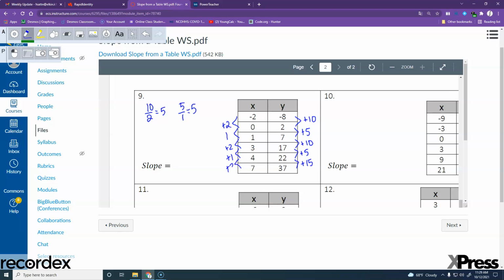Right here is a plus 3, so that would be 15 over 3. What is 15 over 3? 5. So even though it looks like it's going up by different amounts, it's because the x-axis is also going up by different amounts. And when you divide, you're getting the same number each time. If you don't get the same number each time, this is not linear, and we can't talk about the slope, which I don't think is going to happen on this worksheet. Okay? Questions?